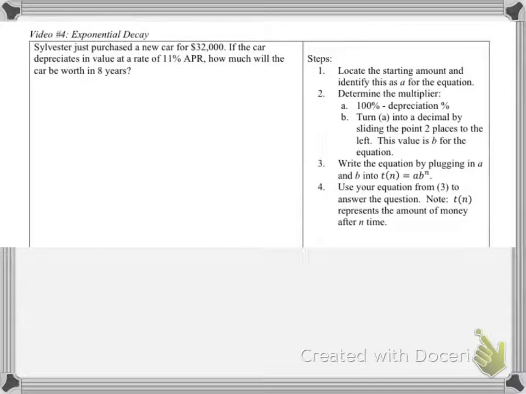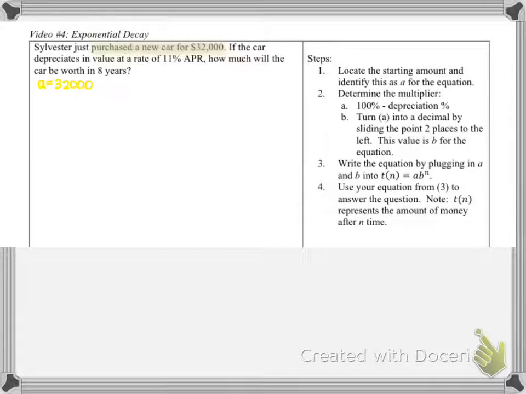The first thing I keep looking for are my initial values or my starting value. So this was a brand new car for $32,000. All right, so that's the initial value. That's what we're starting with. So A is equal to 32,000.